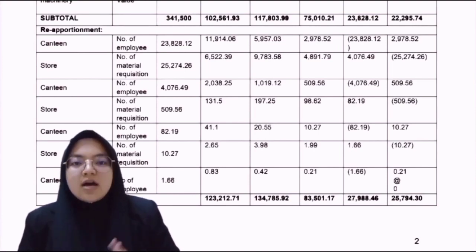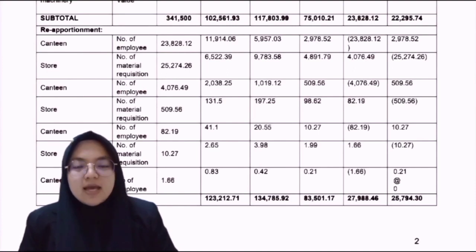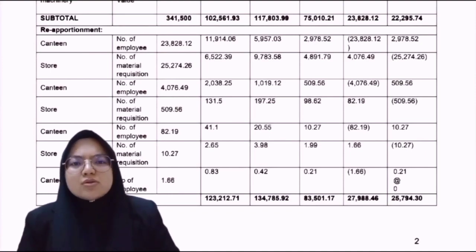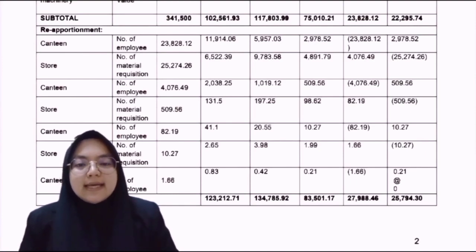First, for the assembly, we need to divide 20 by 40. Why only 40 people? It is because we want to calculate for the canteen. So, the basis value for the canteen doesn't need to be taken. After dividing, we need to multiply by the subtotal apportionment earlier, which is 23,828 ringgit 12 cents. The same goes for the next departments, but for the canteen, no need to calculate because, as I said before, the value has been divided in the canteen.